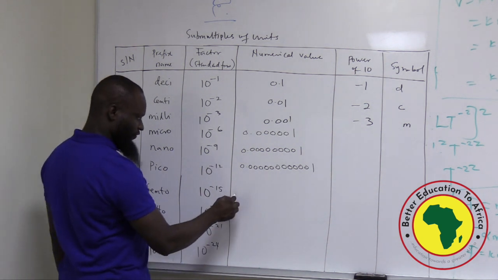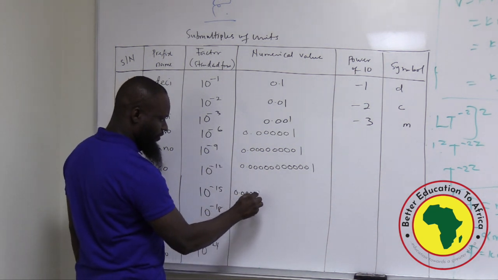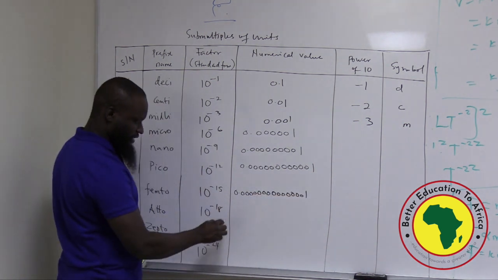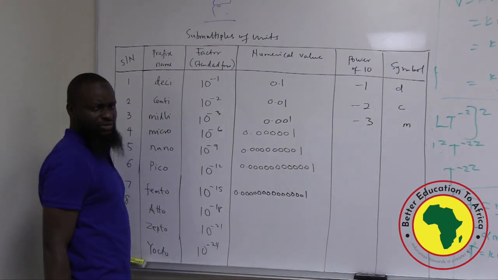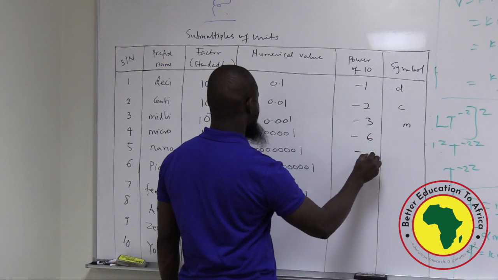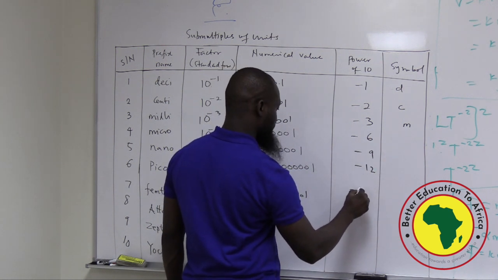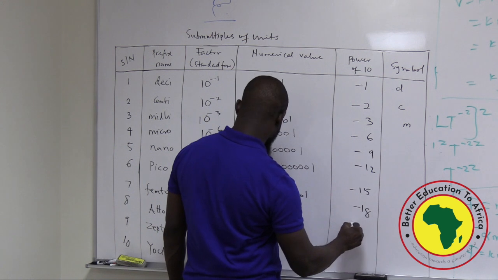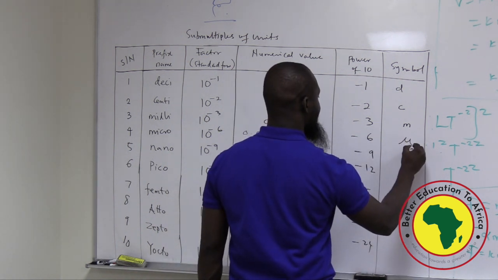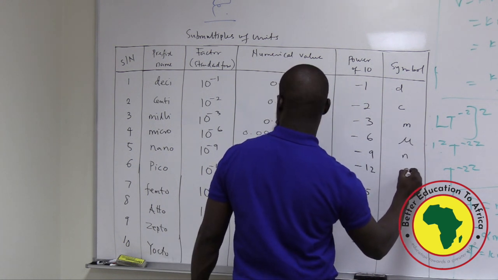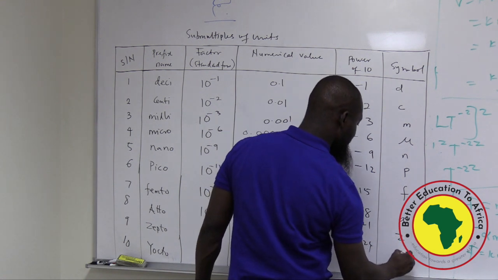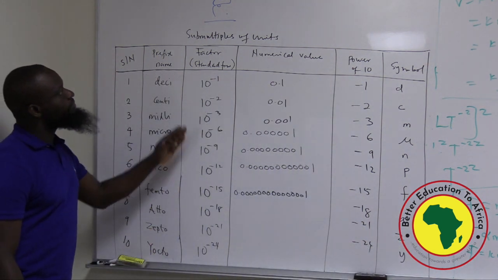Okay? Femto. 15. 1, 2, 3, 4, 5, 6, 7, 8, 9, 10, 11, 12, 13, 14, 15. 18. Like that. You just keep adding the zeros. Okay? The power of 10 minus 6. The power of 10 minus 9. Minus 12. Minus 15. Minus 18. Minus 21. Minus 24. Okay, centi, micro has this sign, okay, nano, pico, femto, atto, zepto, and yocto. So these are the submultiples of units.